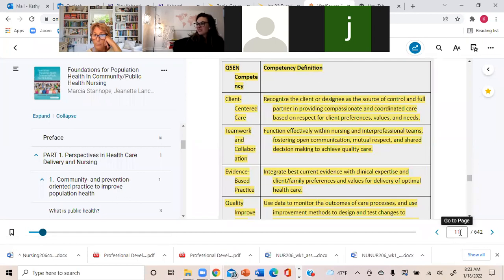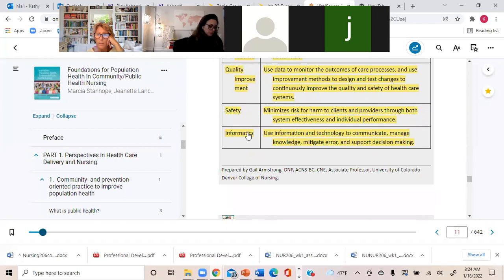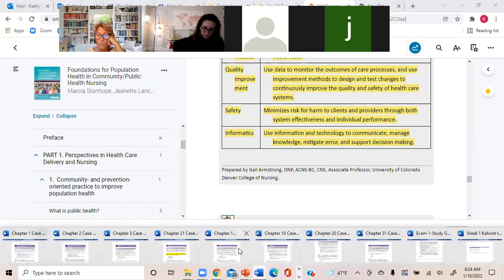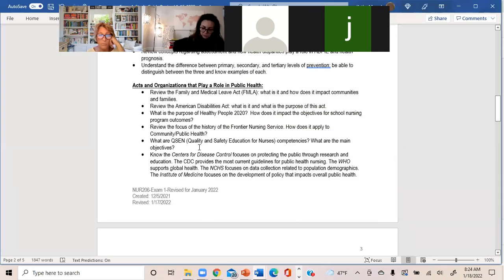Okay, page 11. Here's your competency definitions. Client-centered care, teamwork and collaboration, evidence-based practice, quality improvement, safety, and informatics. So that's your book. That's right here. It's your fifth bullet on page 2 at the bottom.